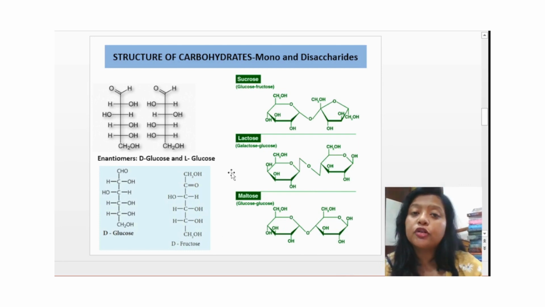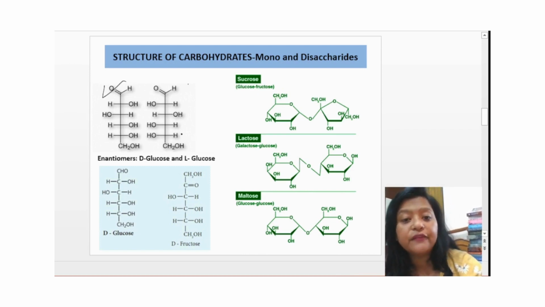Okay. So first we'll talk about the monosaccharides, which are glucose and fructose. Here you can see the structure. This is D-glucose and L-glucose. D-glucose is dextrorotatory glucose, and L-glucose is levorotatory. So what does dextro mean? The rotation is towards the right-hand side, and levo means the rotation is towards the left-hand side.